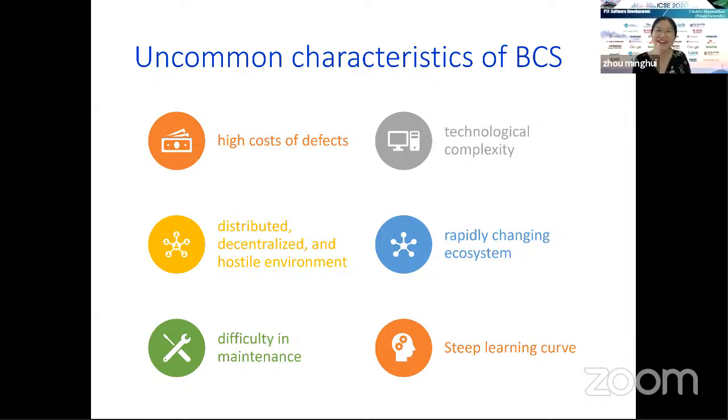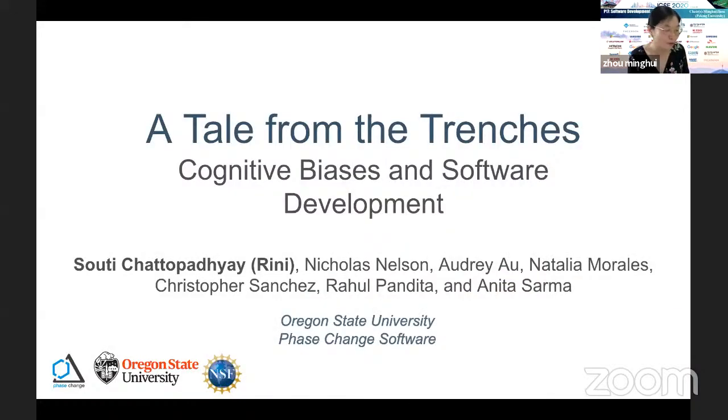Okay, thank you very much. Next, we will have the distinguished paper. Our speaker is Saudi Chattopadhyay. Wow, that's very challenging for me to speak. He comes from Oregon State University. The title of the paper is A Tale from the Treacherous: Cognitive Biases and Software Development. Okay, let's welcome our speaker.